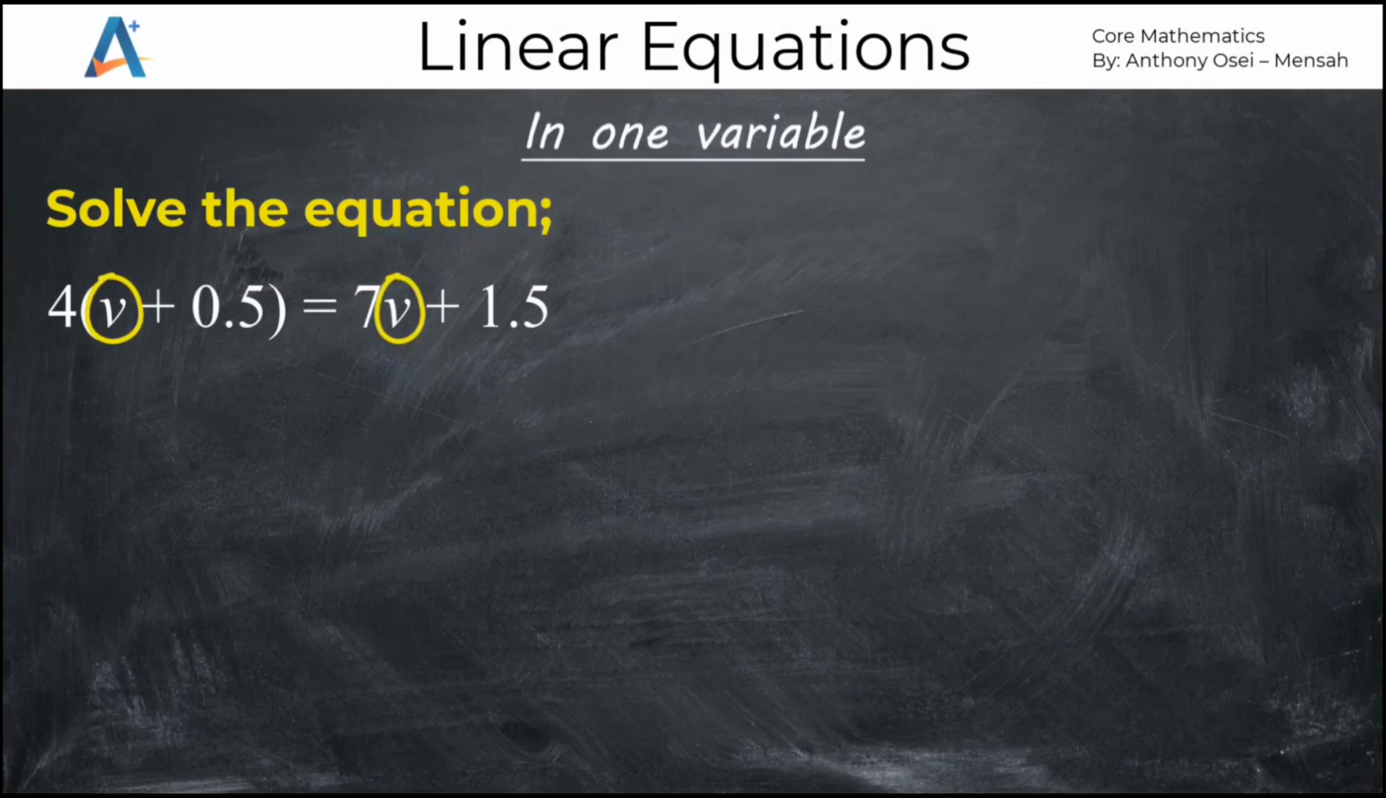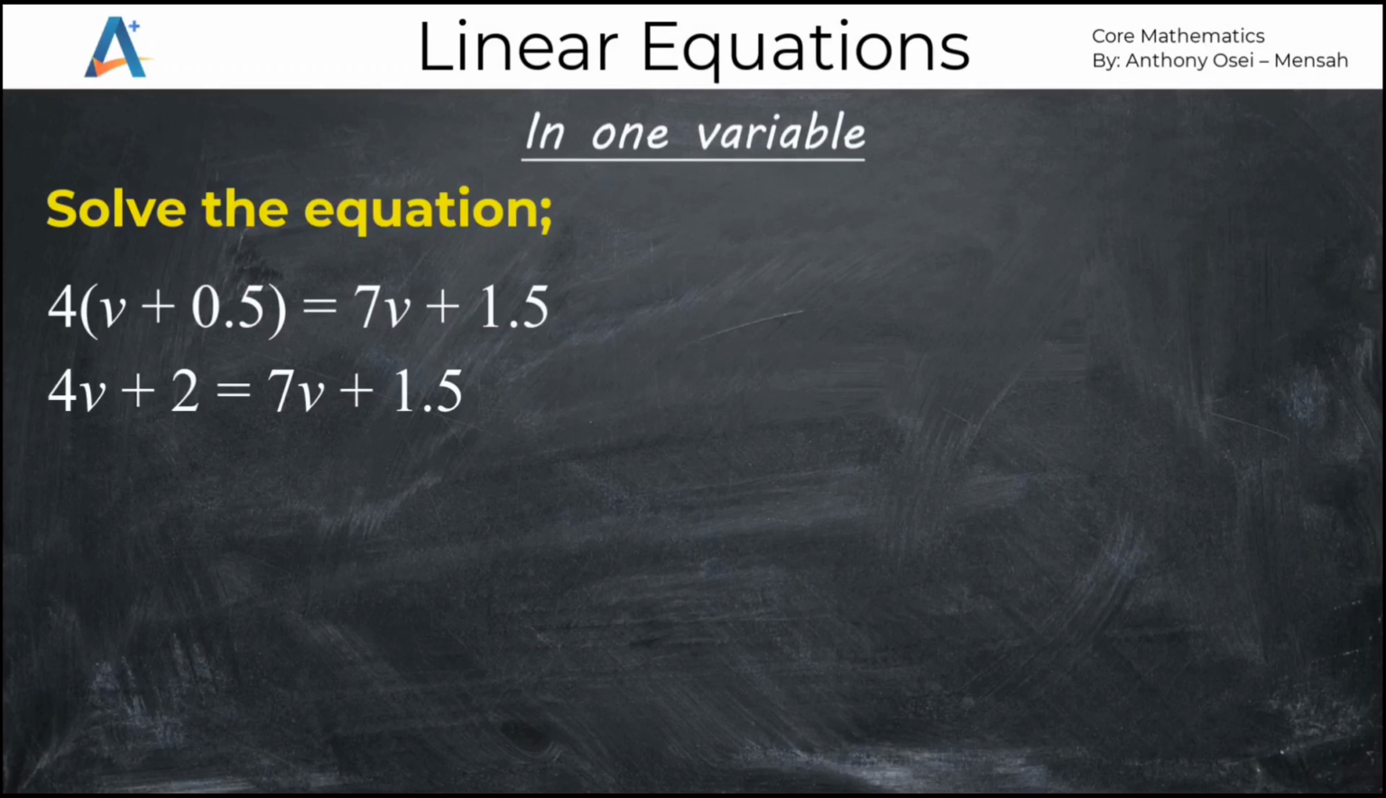We first of all have to expand the bracket and group all v to one side to make v the subject. This is what I mean. 4 times v will be 4v. Then 4 times 0.5 will be 2. 0.5 is also referred to as half, but leave it in the decimal nature. So 2 is equal to 7v plus 1.5.